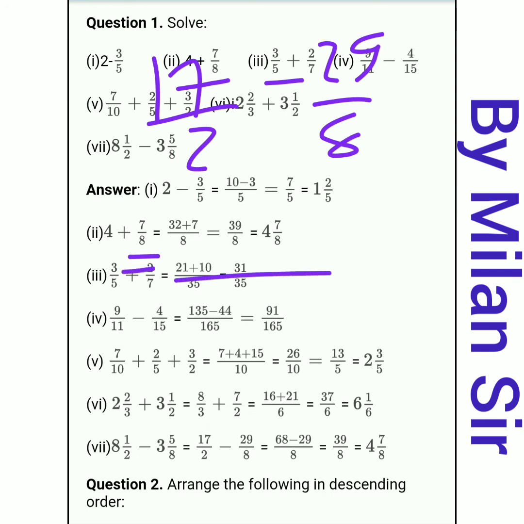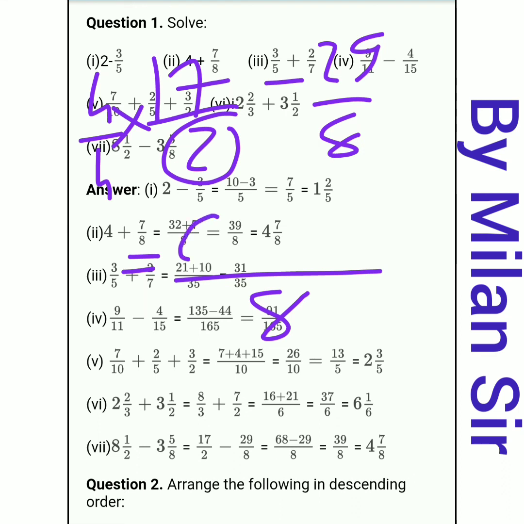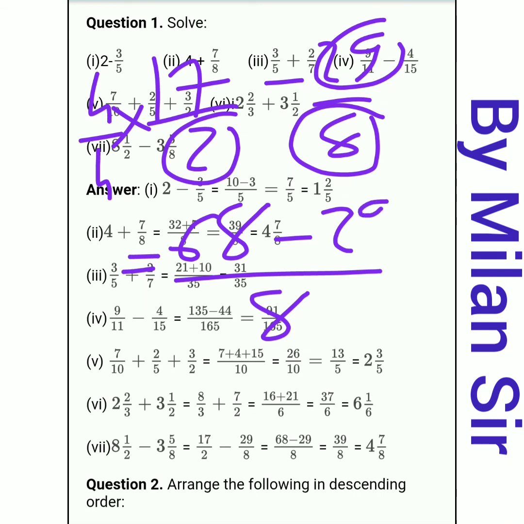First of all 17 by 2 and 29 by 8. LCM is 8. So first of all write down 8 here. Now we need to convert 2 into 8. So 2 fours are 8. So multiply and divide by 4. So numerator 17 fours are, it is 68. Right? Here already 8 is present in denominator and we do not need to change anything. So our numerator 29 as it is. Now 68 minus 29, it is 39, denominator 8 as it is.